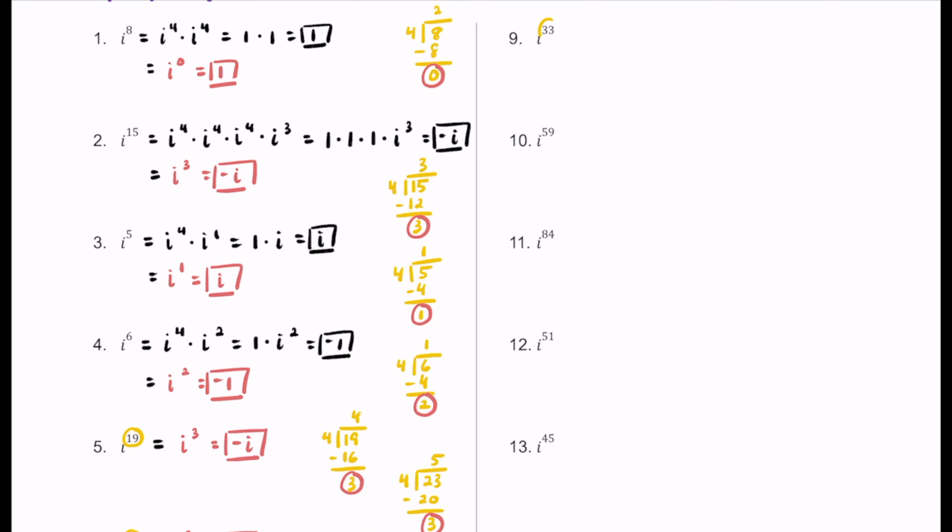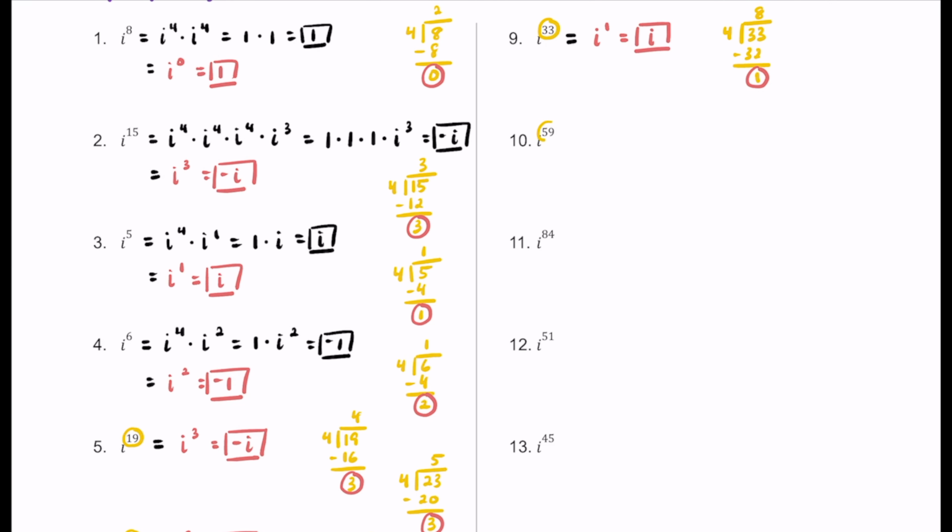So we have a power of 33. If you take 33 and see how many i to the 4th powers fit inside of there, I think we can fit 8. 8 times 4 is going to be 32. So we're going to get a remainder of 1. This remainder of 1 lets us know that instead of writing i to the 33rd power, we could just write i to the first power because it's much smaller and it means the same thing. And so i to the first power is just equal to i.